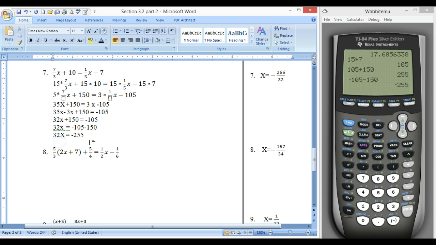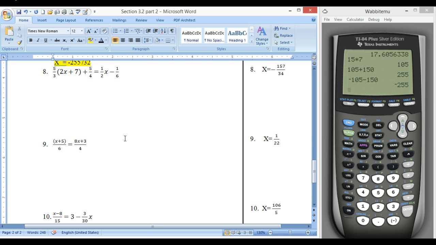I divide both sides by 32, which leaves this side to be x. And then I have negative 255 over positive 32, which is negative 255 thirty-seconds. Highlight my answer. Okay, let's try the next one.